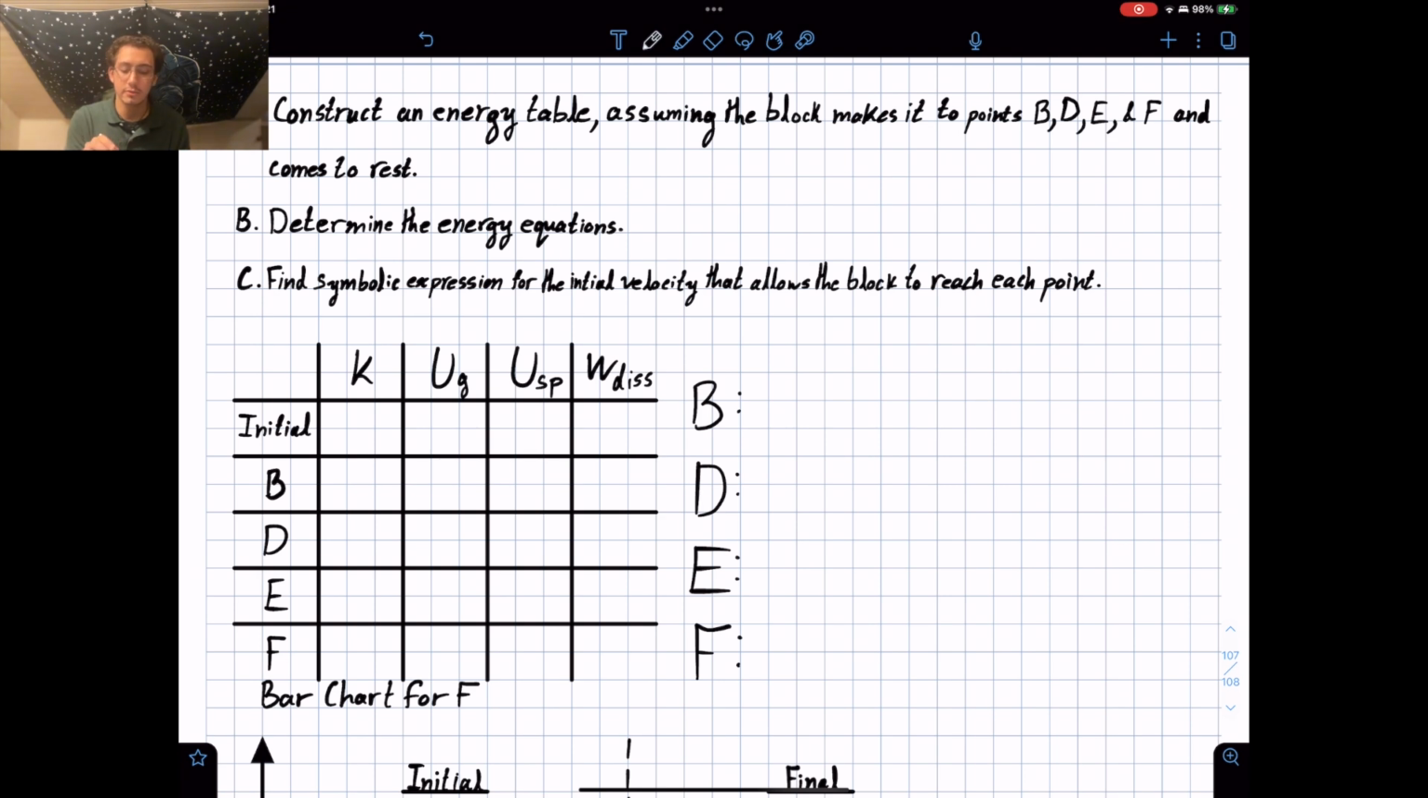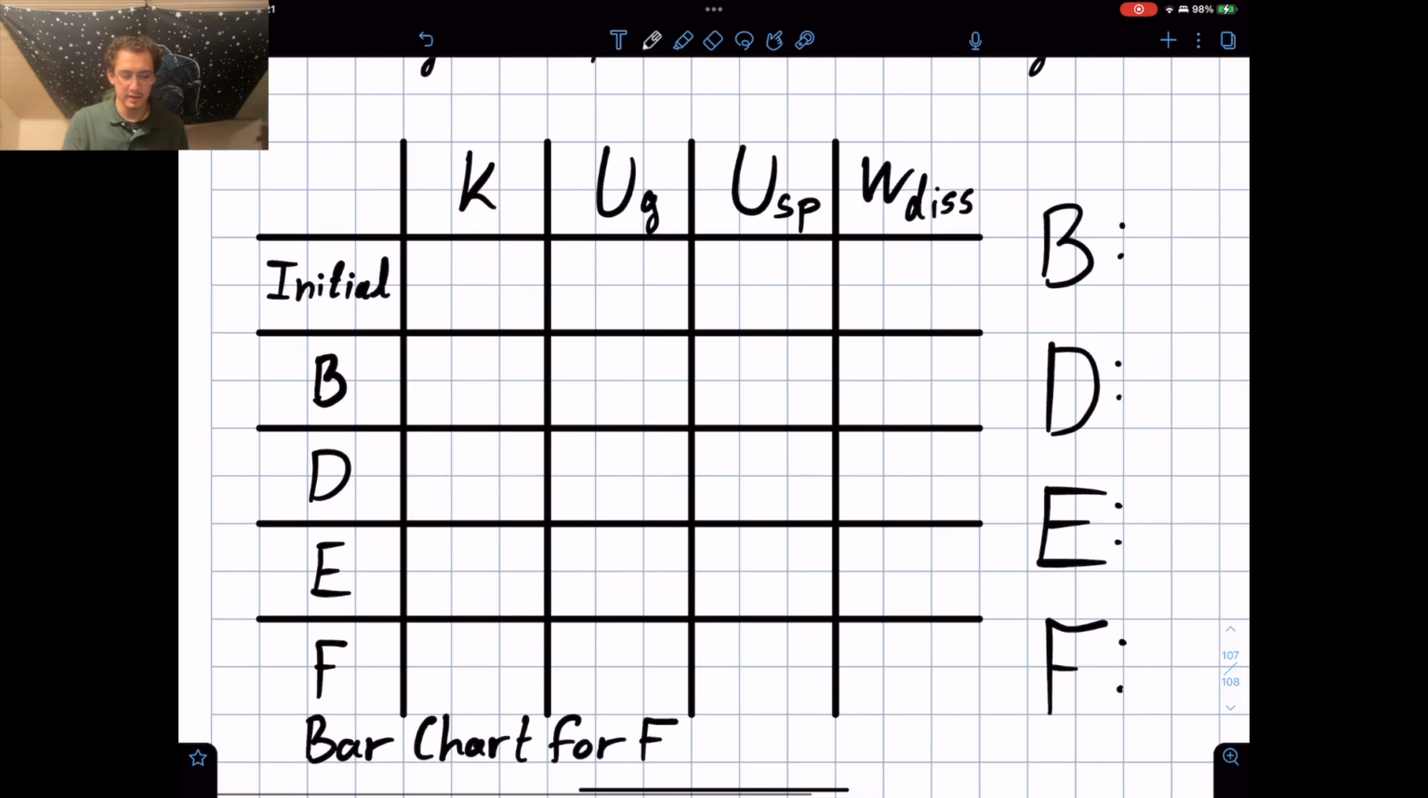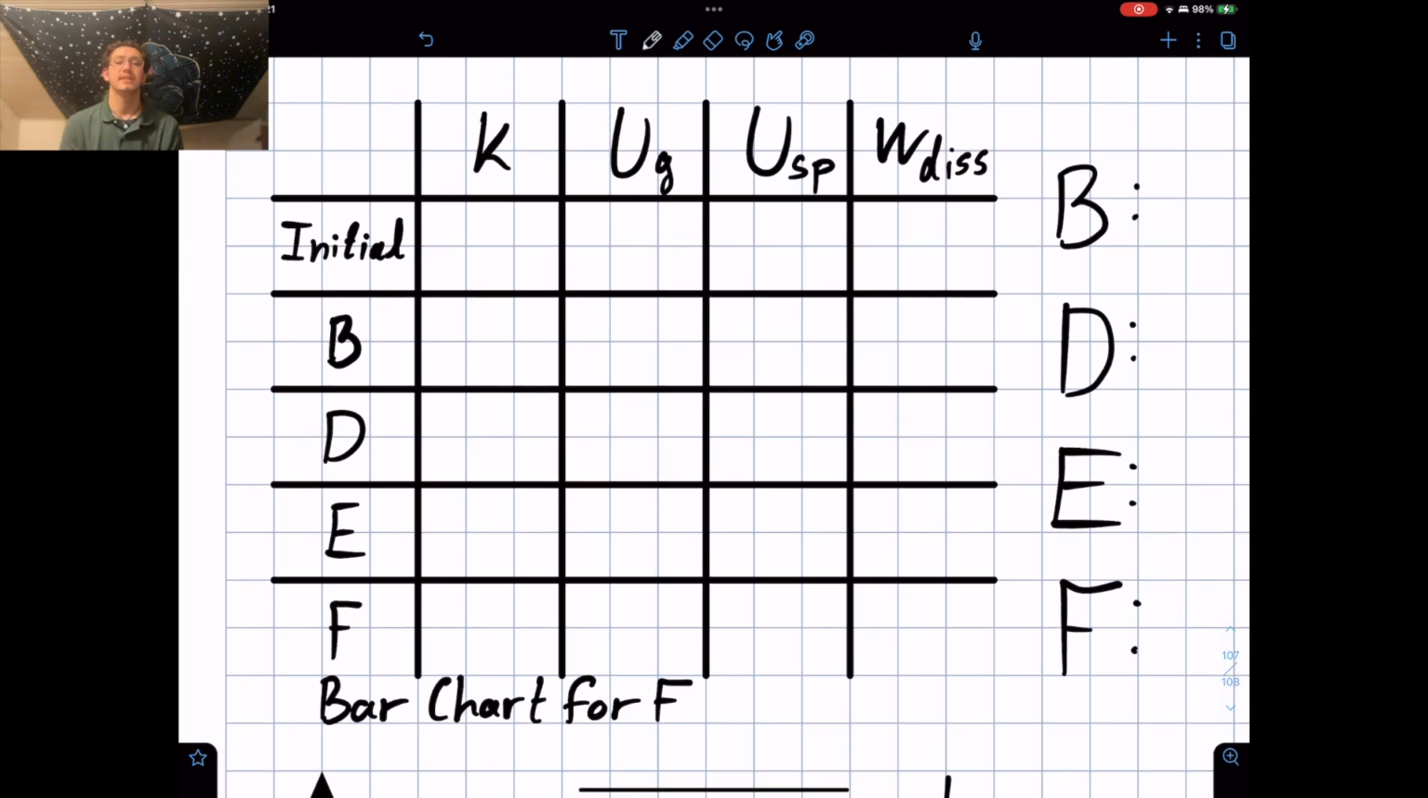Construct an energy table assuming the block makes it to the points B, D, E, and F and comes to rest. Determine the energy equations. Find symbolic expressions for the initial velocity that allows the block to reach each point. So that's a lot of words. It's hard to parse, but let's look at this piece by piece. So this energy table, what is it asking from us? So initially, what is the kinetic energy? What is the gravitational potential energy? What is the spring potential energy? And what is the energy that has been dissipated?